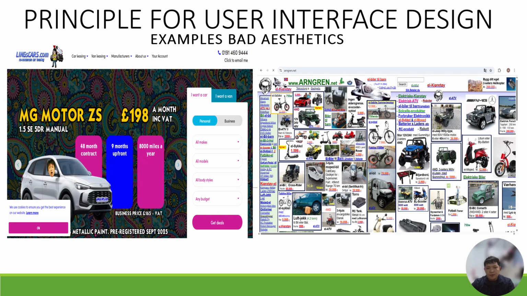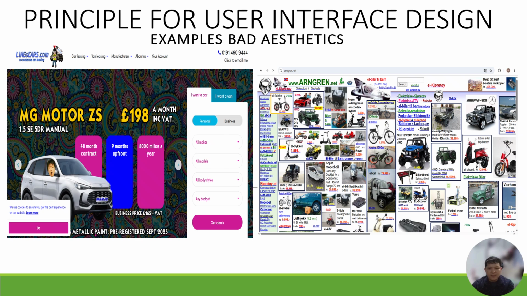Next is the example of bad aesthetics, which should be avoided, right? On the left picture we have these rental cars. We can see an unrelated background and the image of a shocked person, and it is not clear and is vague on the information. I think it is not necessary to present this on the initial page of the website.